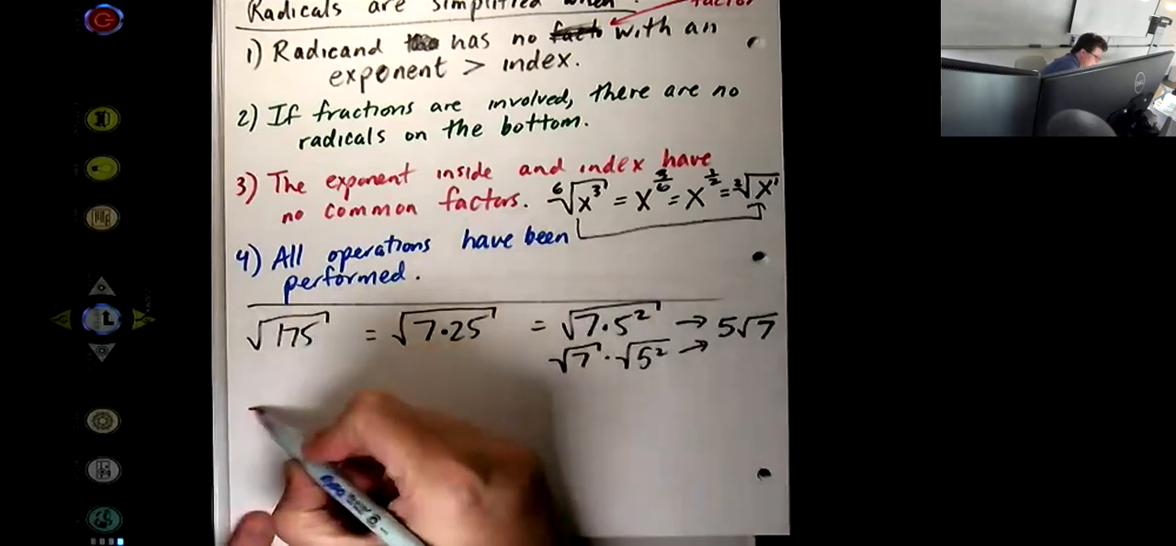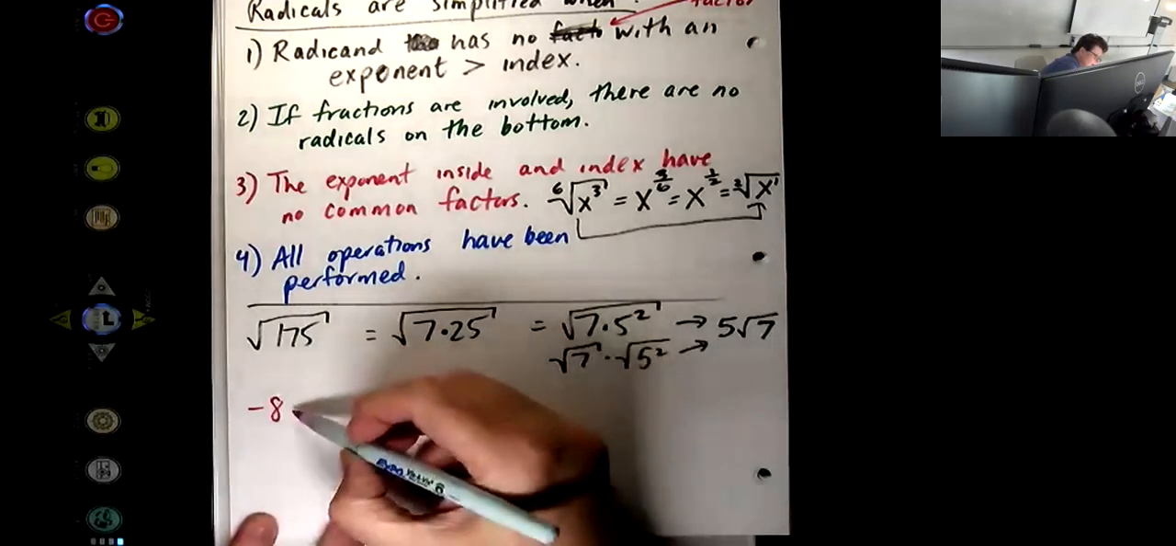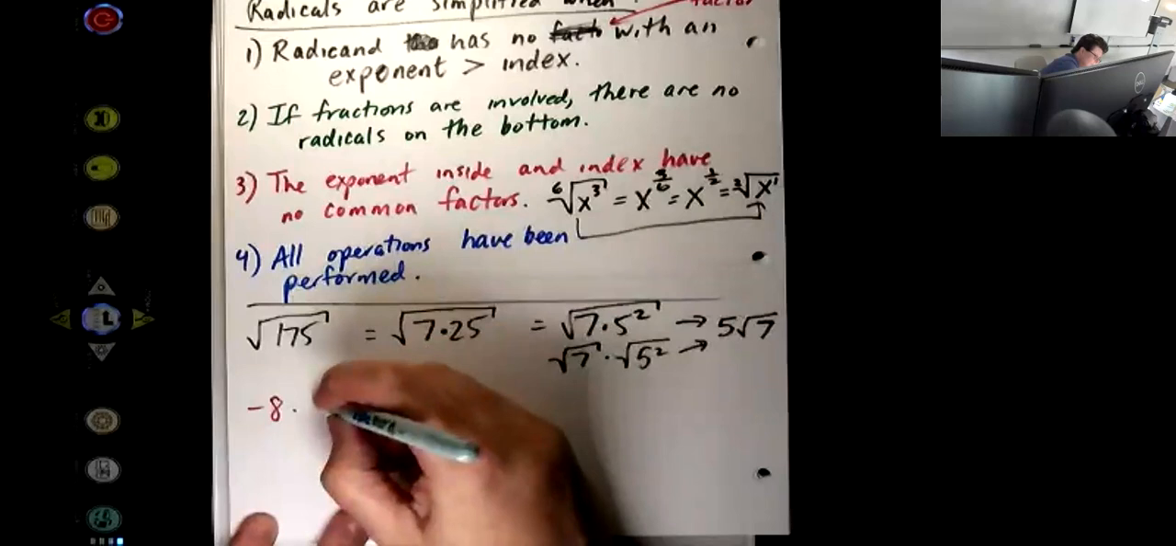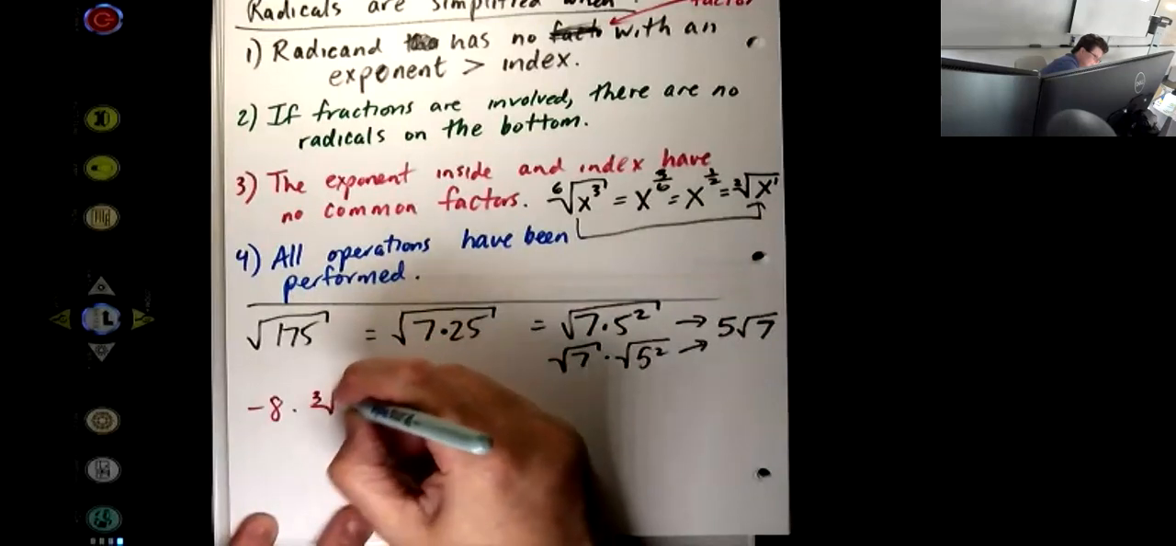What if we had the -8 times cube root of 27.